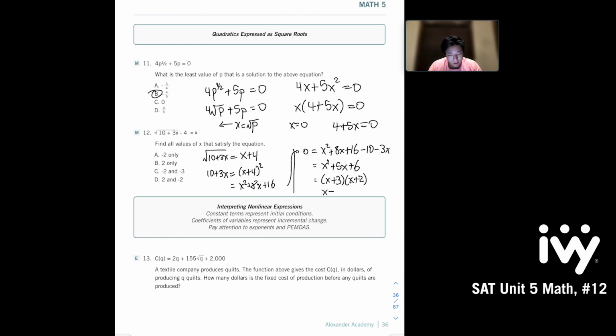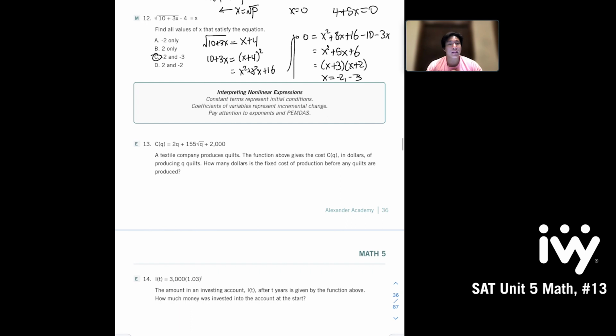So we know our answers are going to be x equals negative 2 and negative 3. Answer choice C. Okay, so now we're going to interpret nonlinear expressions.